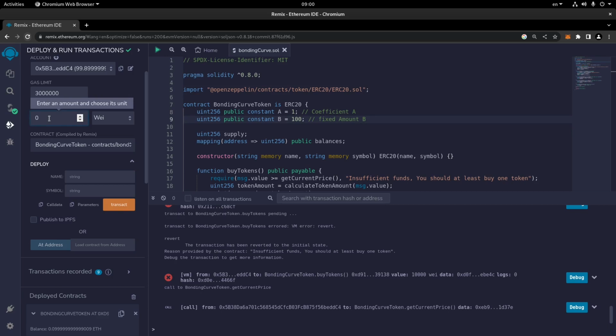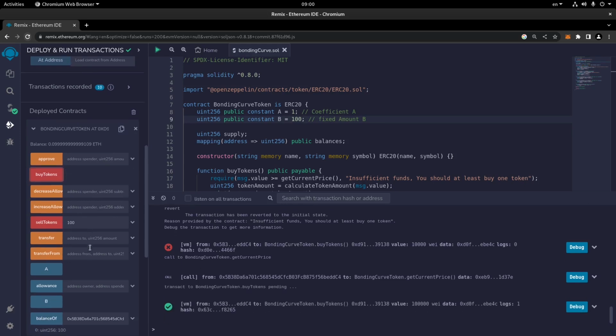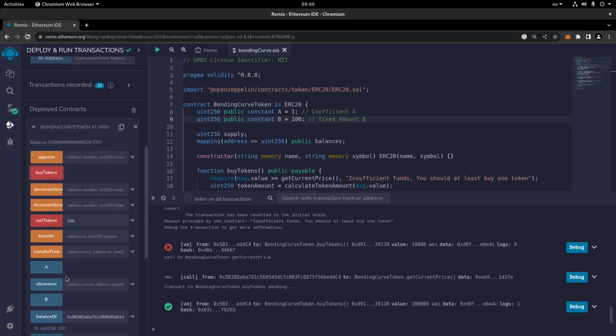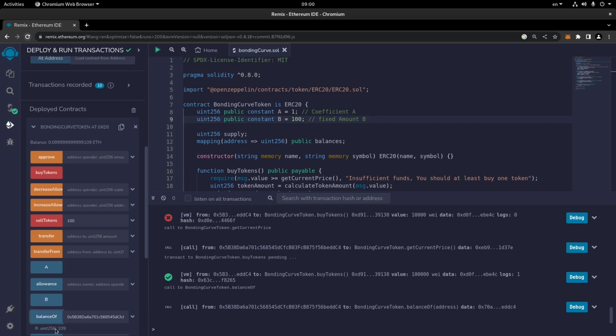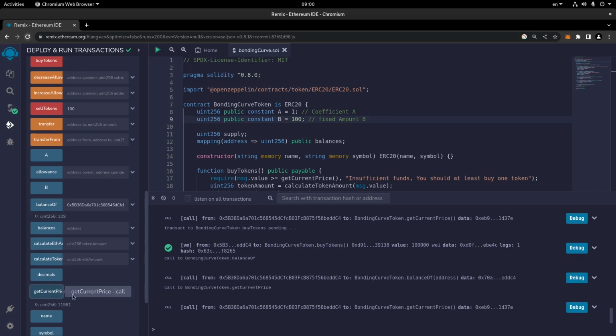So now if I enter 100,000 wei right over here and check the balance, as you can see it's only 109, so only 9 tokens with even 10 times more money. It's just interesting for us to see how a parabolic bonding curve affects the price over time when you buy the tokens.